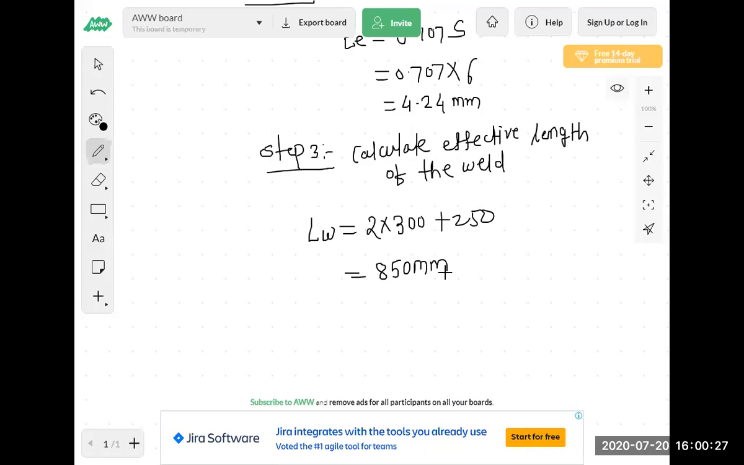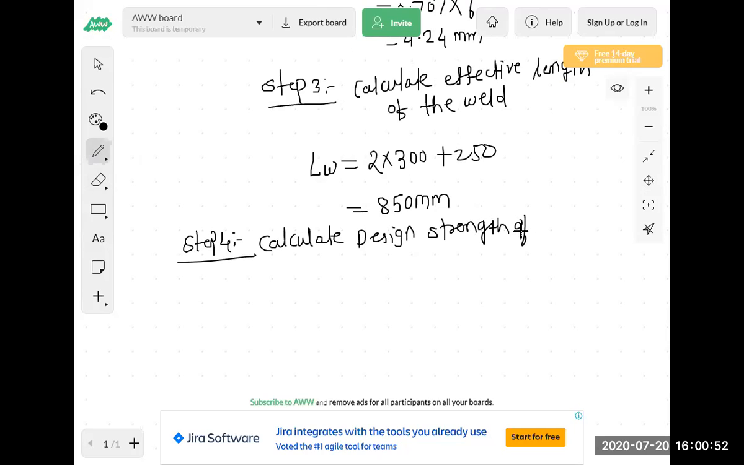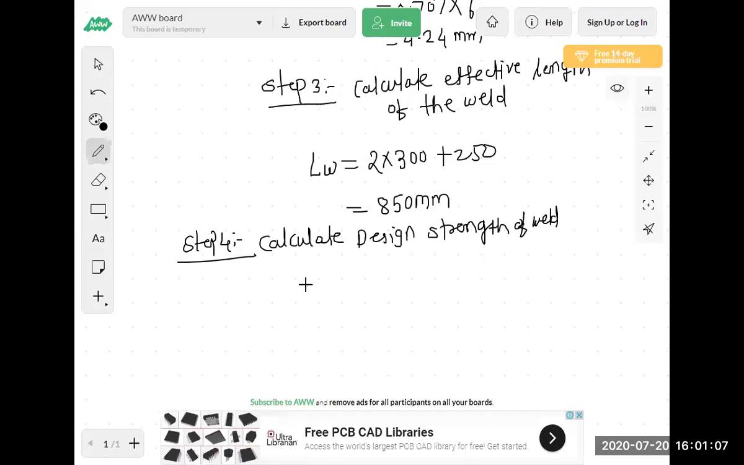Now what is the next step? Next, step number 4. So here step number 4 is calculate design strength of the weld. So what is the formula for design strength of the weld?